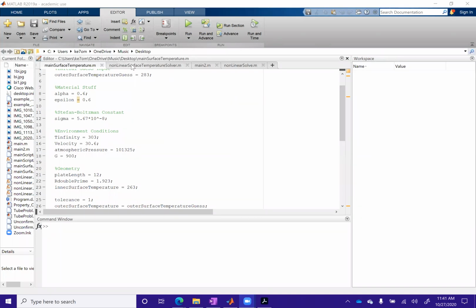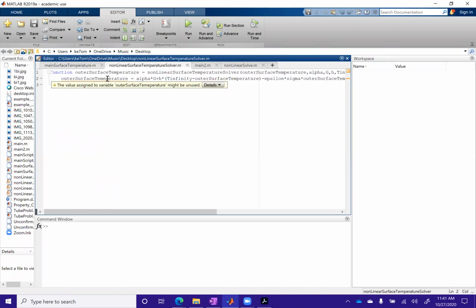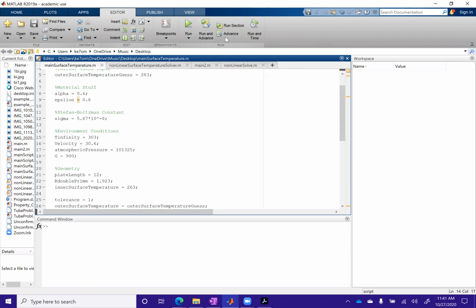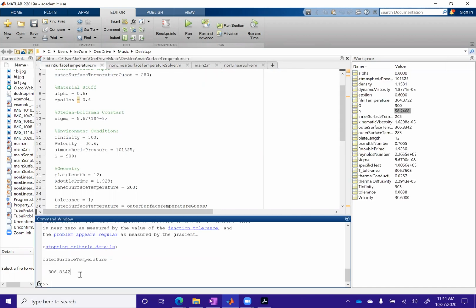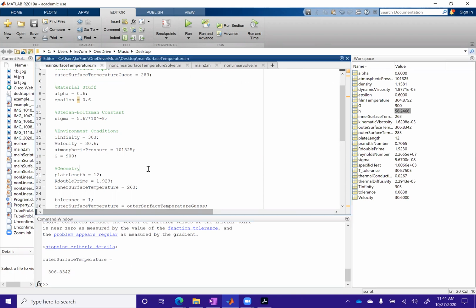Okay, I figured out what it was. I apologize, I just misspelled this: temperature. Now it's all good. Control S, run. 306.8342. So there you have it.